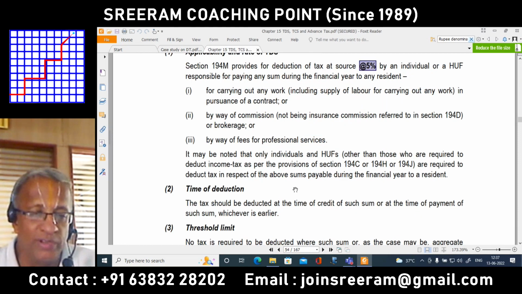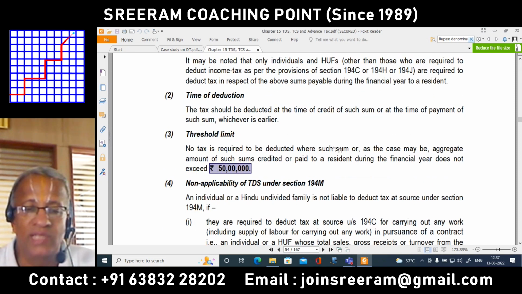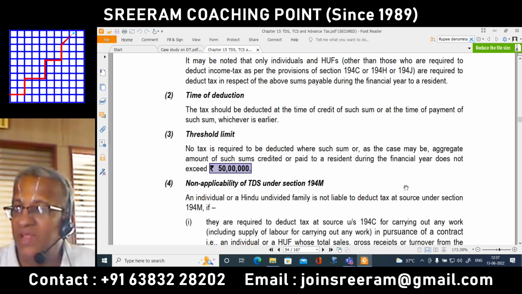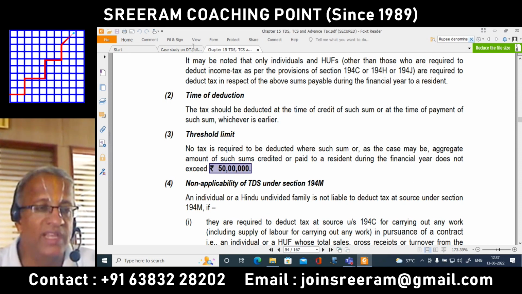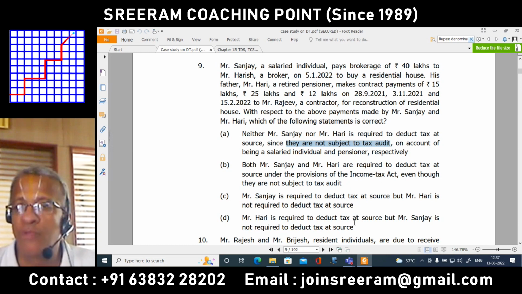So now let us look into the threshold point. No tax is required to be deducted where such sum or, as the case may be, aggregate amount of such sums credited or paid to a resident during the financial year does not exceed 50 lakhs. So in the case study that we have, Mr. Sanjay paid 40 lakhs, which is less than the threshold point. So Sanjay is not required to deduct tax is more appropriate.